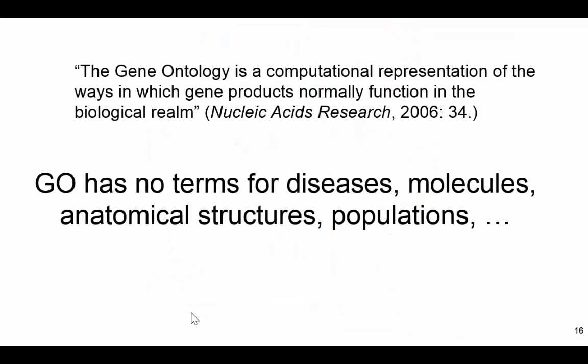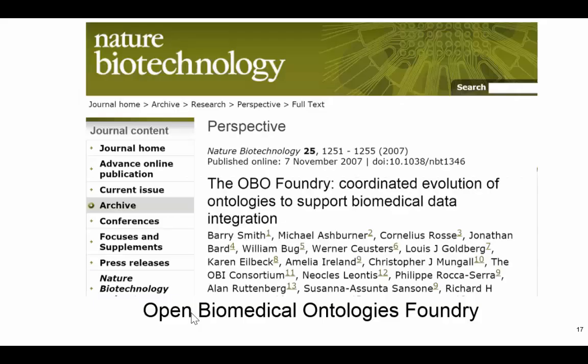But the GO has no terms for diseases, for molecules, for anatomical structures higher than the level of granularity of the cell, for populations, for experimental methods used by biologists. It only has terms for biological processes, molecular functions, and cellular components. And those terms are restricted to the representation of normal functioning in the biological realm. So they're not interested in what happens when antelopes get lost in Manhattan. They're interested in what happens to antelopes normally, for instance. Probably they're not interested in antelopes very much at all, but you get the idea.